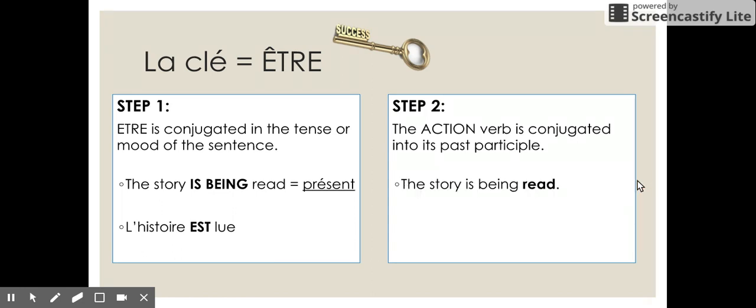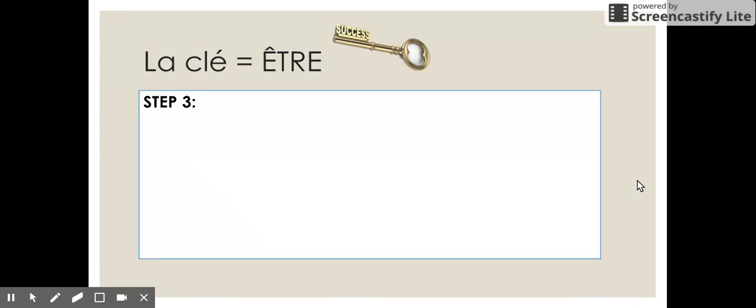Step 2, the action verb is conjugated into its past participle. So the story is being read. The verb to read is lire, and its irregular past participle is lu. Therefore, l'histoire est lue. Right? That's the next part of it. That action verb is now turning into an adjective describing what's being done to that subject.